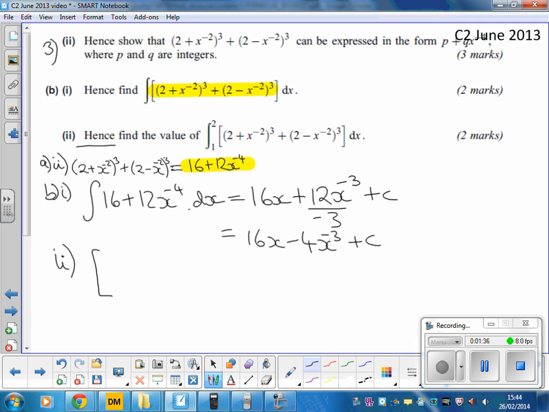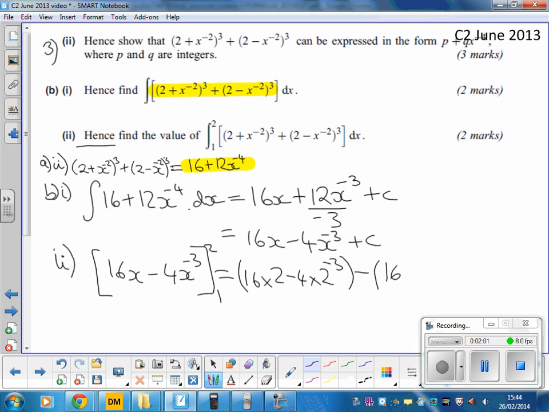So all we need to do now is take our expression, where there'll be no constant term, and put our limits in. As I said, you do need to show some working. So we need to substitute in the 2, and then subtract whatever we get from substituting in the 1. So that's 16 times 1 minus 4 times 1 to the power of negative 3. Obviously 1 to the power of anything is 1.